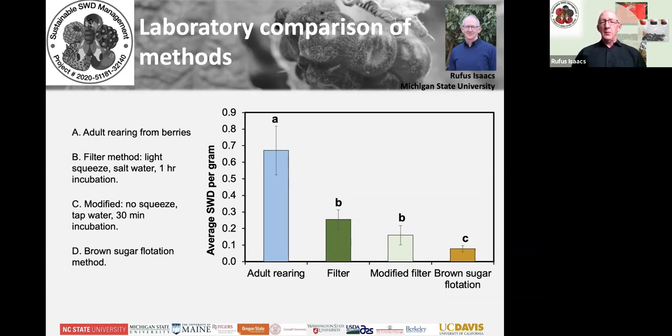You'll notice that we're only picking up about probably 30 to 40% of the larvae that were in there with this method. So that's something to be aware of, that you may not get them all, because when we hold the fruit and the flies emerge, you see much bigger numbers. And then you also see the brown sugar flotation on the right there that just indicates that that's not as effective.